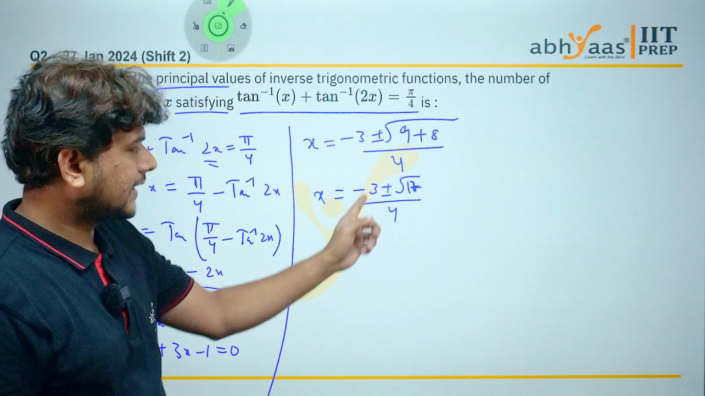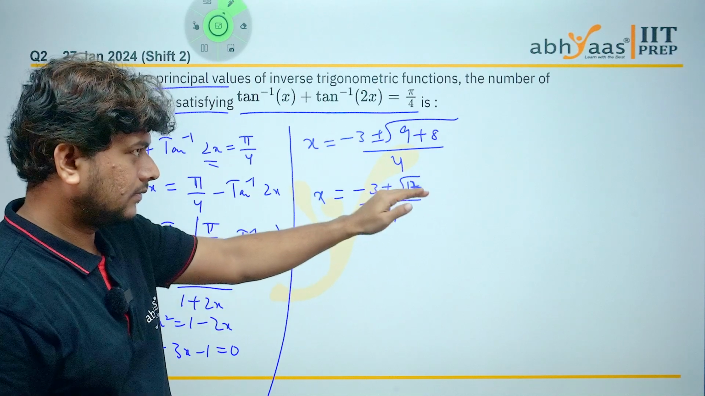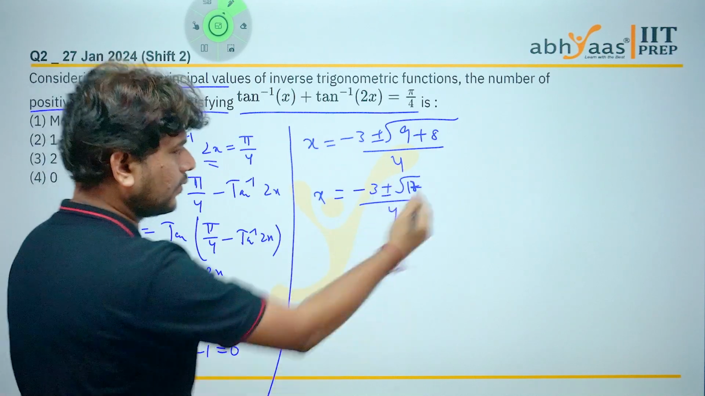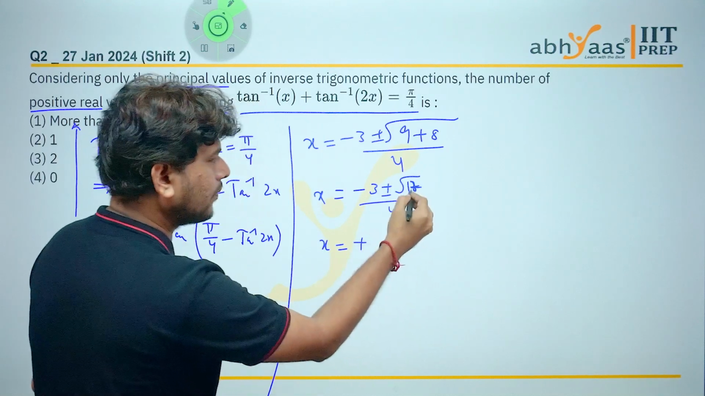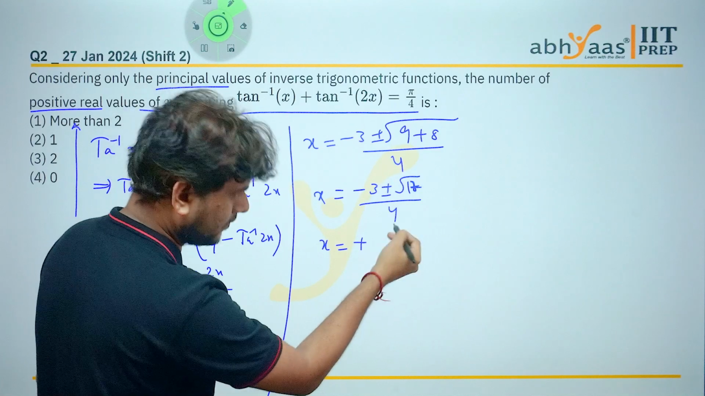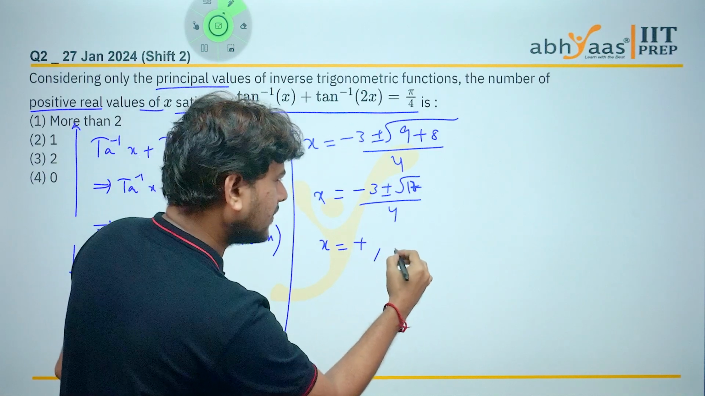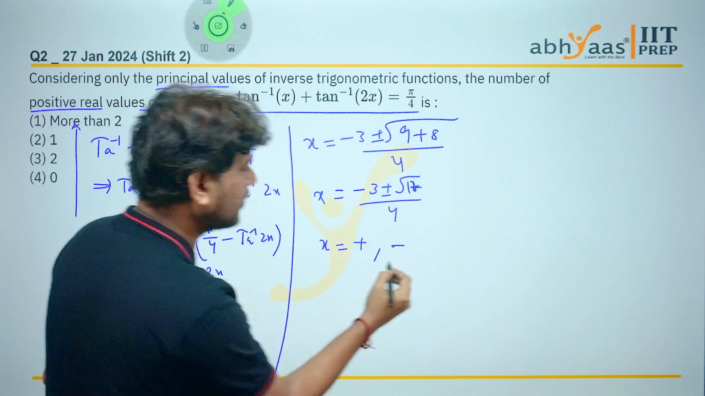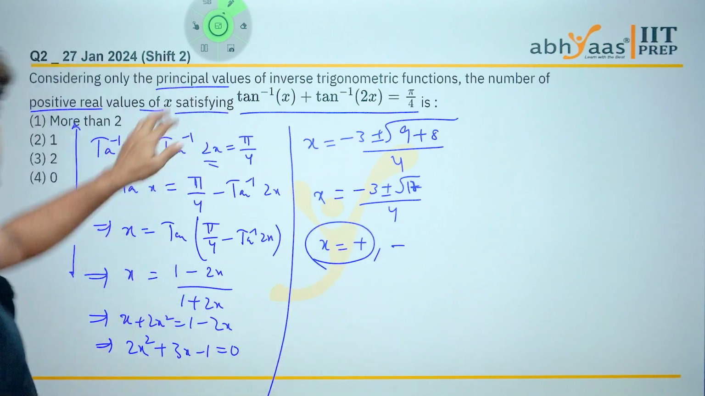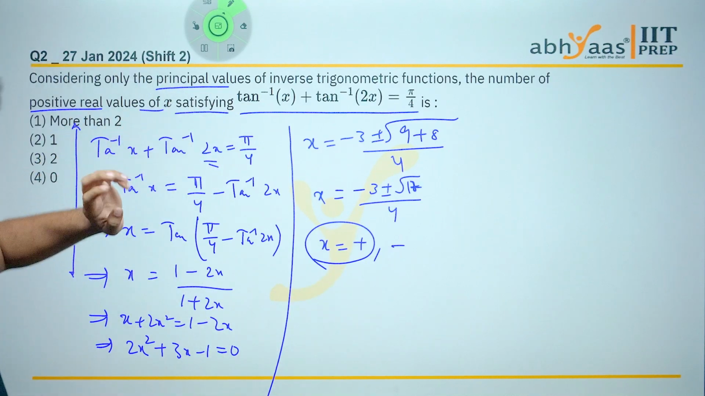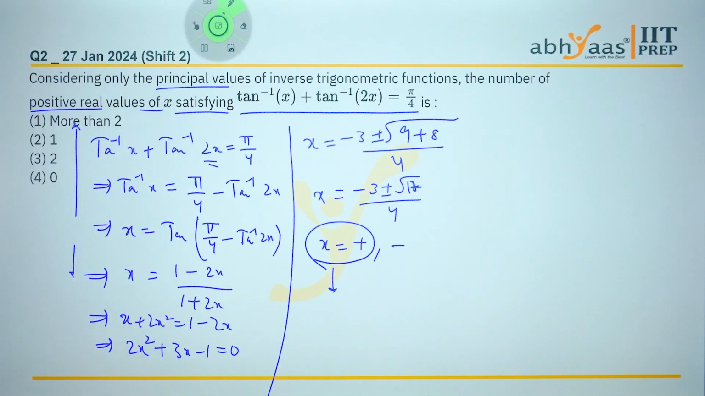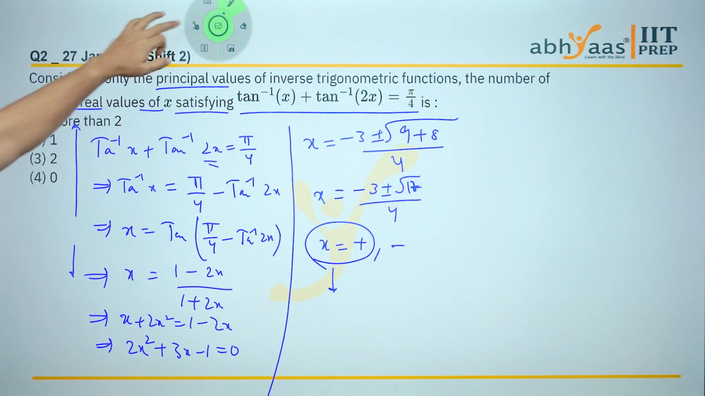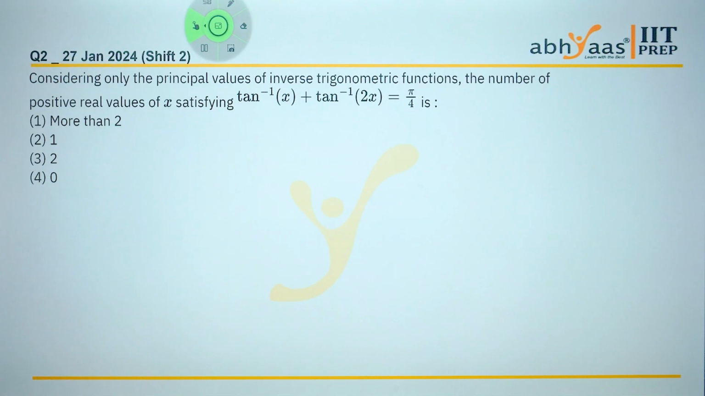Here root 17 is greater than 3. Root 16 is 4, right? So this will be 4 point something. So we are having one positive value and one negative value. We only wanted to consider the positive real values of x, so we are having only 1. So option 2. Is it okay, guys? Okay, then to the next question.